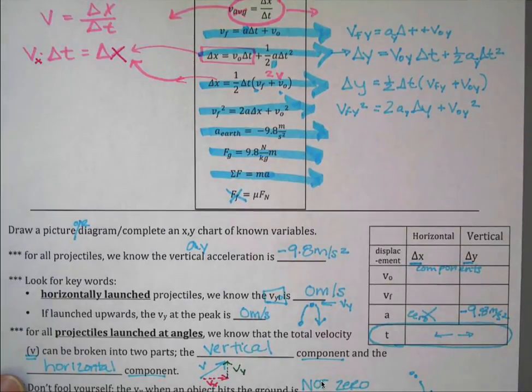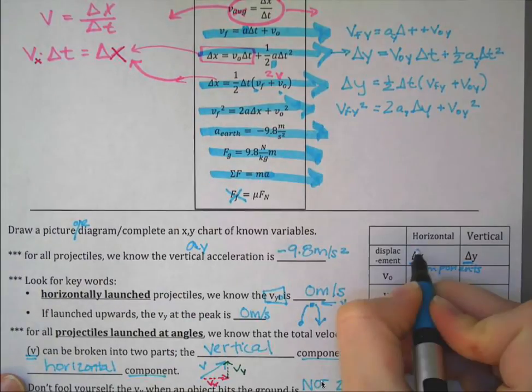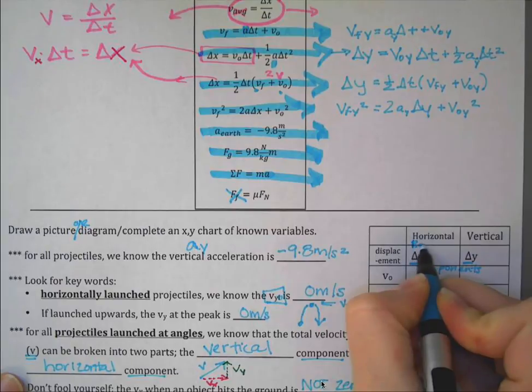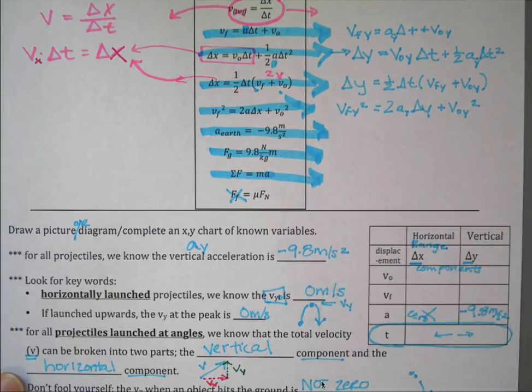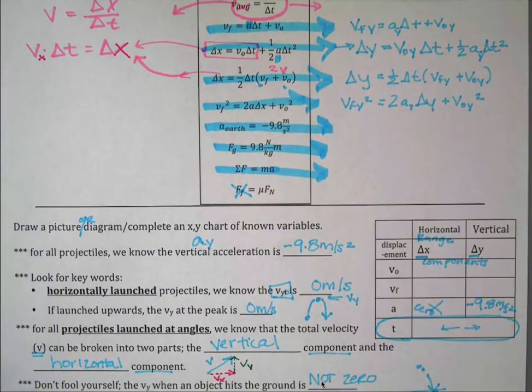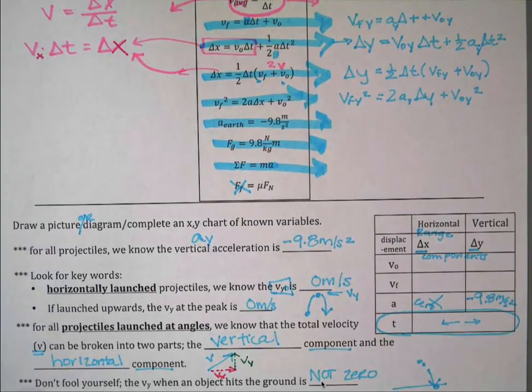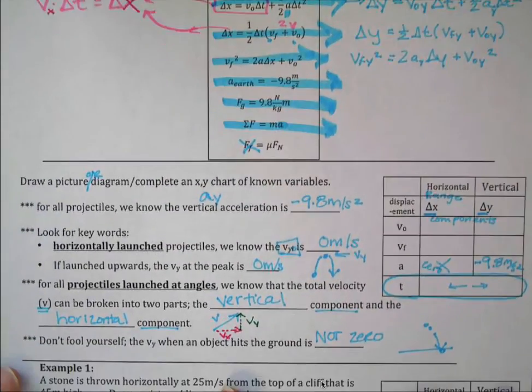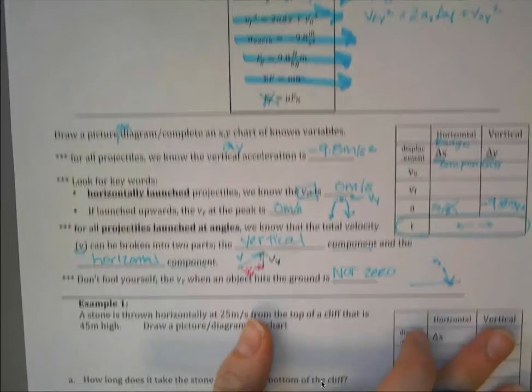Notice delta x and delta y. Sometimes the horizontal displacement is called the range. So just for a verbiage lesson, range means the horizontal displacement. And then altitude or anything like that is talking about the vertical displacement. All right, so let's look at how we would apply this technique.